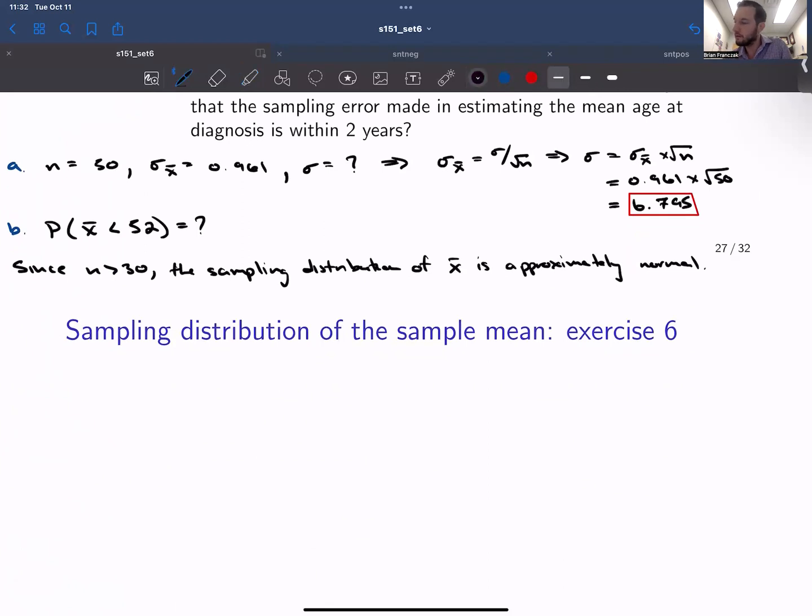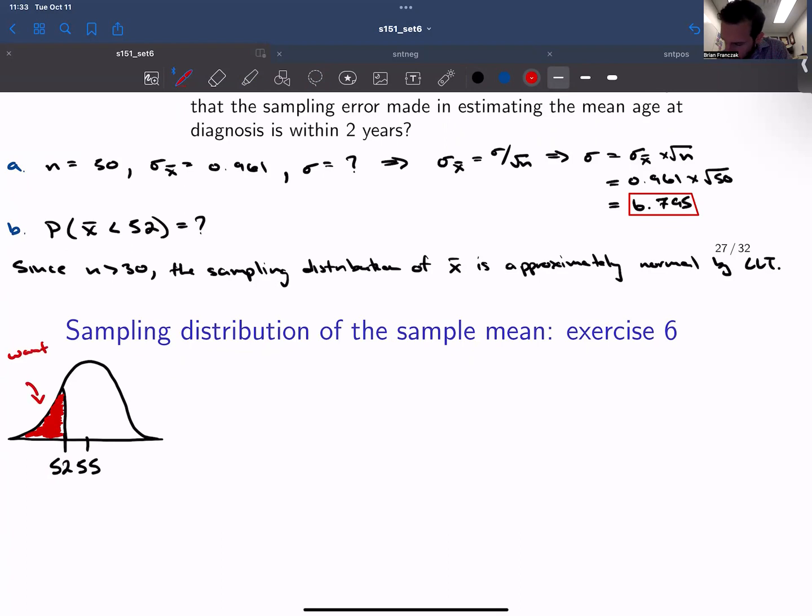So this is central limit theorem, right? Taking over, it is approximately normal, and I should write by central limit theorem. Here is my sampling distribution of X bar. This is centered at 55, and what we want is this area here. So this is 52, and we're looking for this area. This is a Z-score problem. This relates back to what we studied in lecture set 6. So we know we have to standardize first.